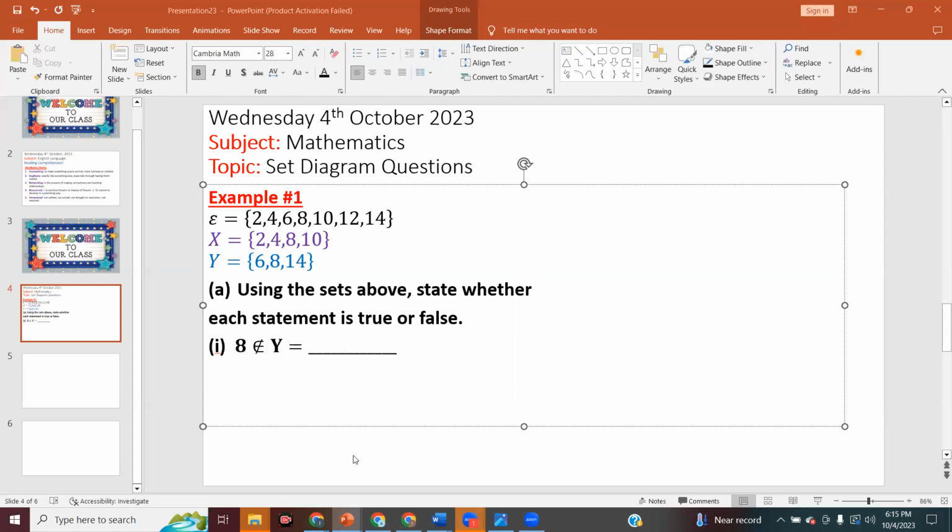Why do you say it's false? Because 8 is an element of Y. Very good. So this statement says, right?